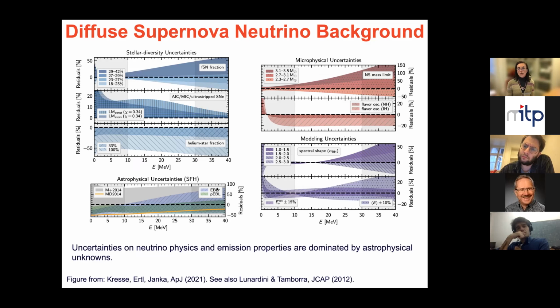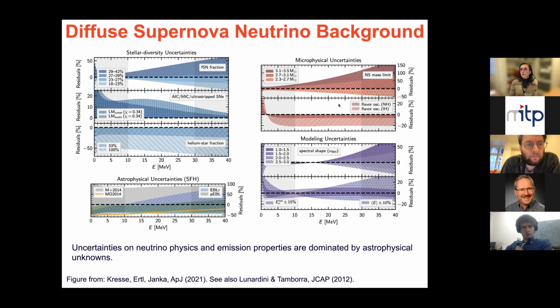One thing to keep in mind, however, is that when we think of learning about neutrino physics as well as non-standard physics through the diffuse supernova neutrino background, we have to fold this with all the uncertainties that are affecting the signal. In this figure from a paper led by Daniel Kresse, you can see the various uncertainties that are affecting the DSNB. Most of these are related to astrophysics, and indeed the largest one is the effect from the star formation history.